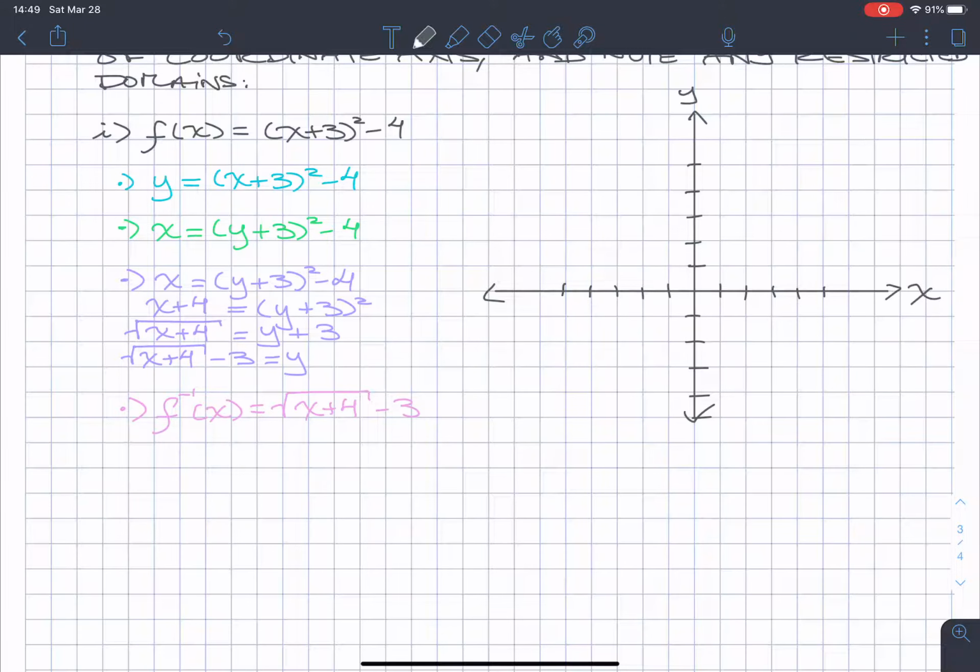Okay, so I'm going to plot the inverse function first. So remember, this is left 4 and down 3. So I go left 1, 2, 3, 4, down 3, and it's a square root function. So to the right 1, up 1, to the right 4, up 2, to the right 9, up 3. So the square root function looks something like so. So this is f inverse of x.